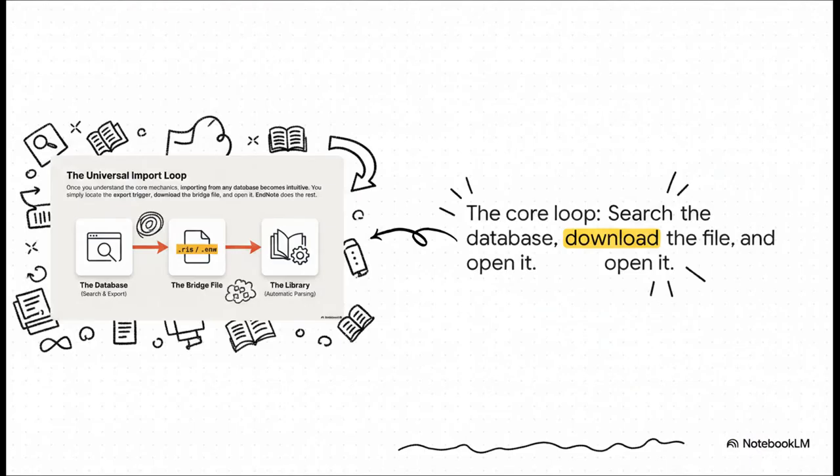And here it is, the whole concept in a nutshell. It's just a simple, repeatable loop. First, you're in the database, searching for articles like you always do. Second, you find an export button that gives you a tiny little bridge file. It's usually a .ris or .enw file. And finally, you just open that file. That's it. EndNote does all the heavy lifting, automatically pulling the data into a perfectly formatted reference in your library. Just remember, search, download, open.